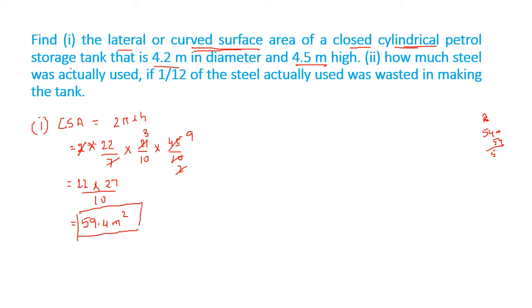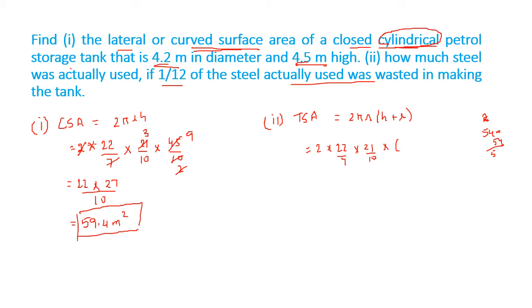Now, how much steel is used in making the tank, if 1/12 of the steel was wasted? For the second part, first of all, we need to note the TSA. Because we know the petrol tank has to be closed from all sides. So TSA is 2 pi R times H plus R. So 2 into 22 by 7 into R, that is 21 upon 10, into H 4.5 plus R 4.2, that is 8.7 or 87 upon 10.